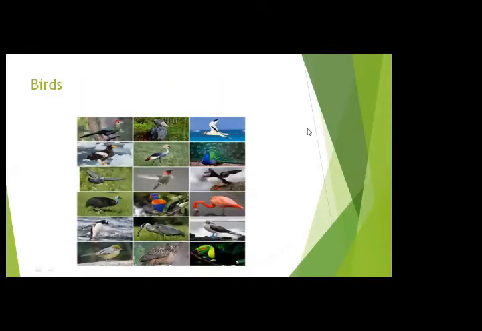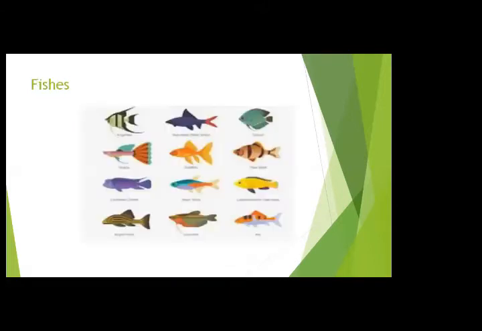There are many birds in the world like peacock, pigeon, crow, sparrow, ostrich, parrot. These all are birds. Now the next one is fishes. There are also many types of fishes like starfish, jellyfish, blue whale, shark, horsefish, dogfish. There are many types of fishes.